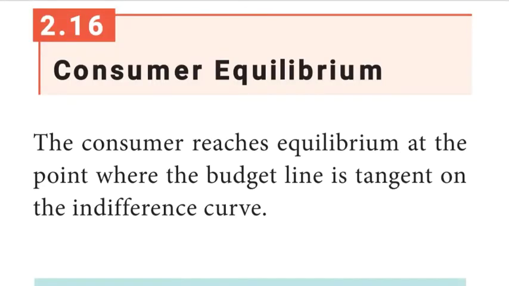Question number 29 and 33. Explain the concept of consumer equilibrium with a diagram. Students, take the page number 47. Consumer equilibrium. The consumer reaches equilibrium at the point where the budget line is tangent to the indifference curve.